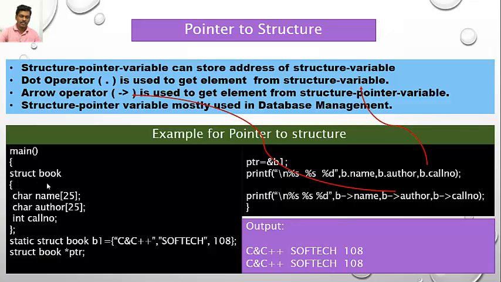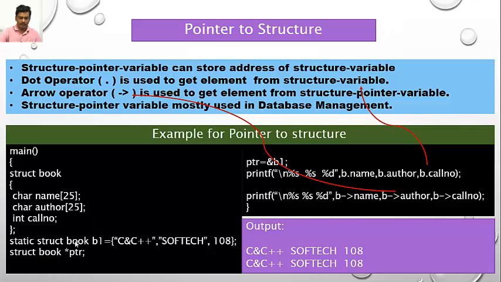In the main function: struct book, char name[25], char author[25], int call_number. Static struct book b1 equal to, so that at the time of declaration we initialize the values. C and C++ are stored in b1.name, Softtext is stored in b1.author, then 108 is assigned to b1.call_number. We already discussed the memory mapping of structure variable, so this example is a continuation of the previous session.